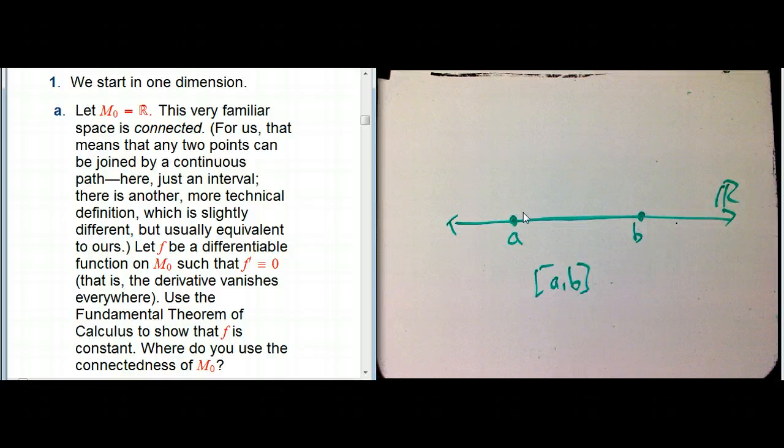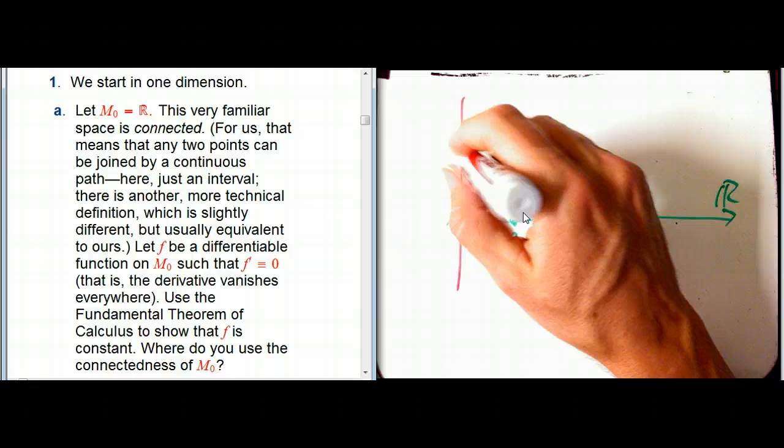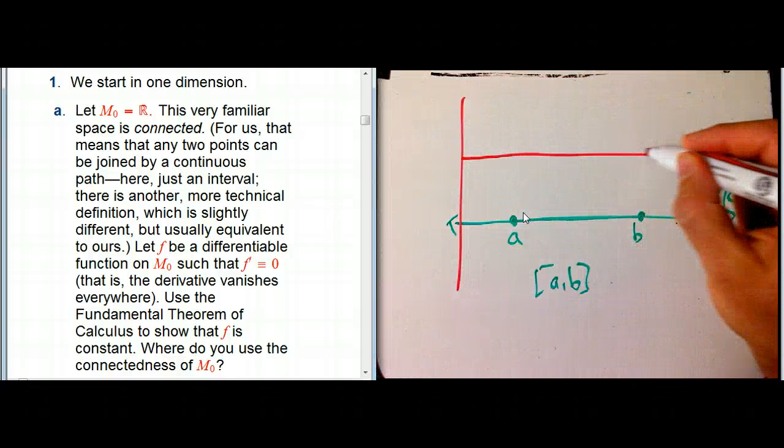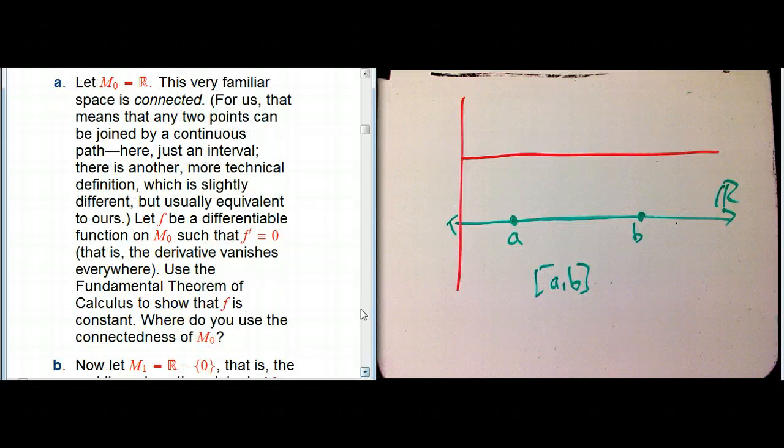So let's consider a differentiable function on M naught such that the derivative vanishes everywhere. So we'll just turn this into a graph. Well, if the derivative vanishes everywhere, it can't be very interesting. It's just going to be constant. But how do we know that? Well, it's a pretty basic fact of calculus, but let's assume we know the fundamental theorem and use the fundamental theorem to prove this, even though it seems hopefully kind of obvious if you're up on your calculus. But it really is actually a very, very deep fact.